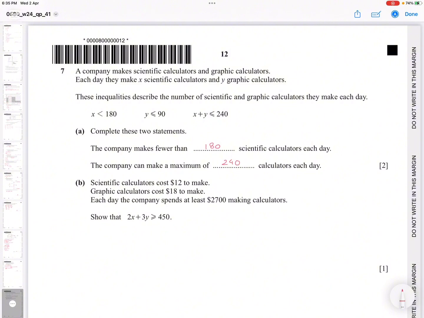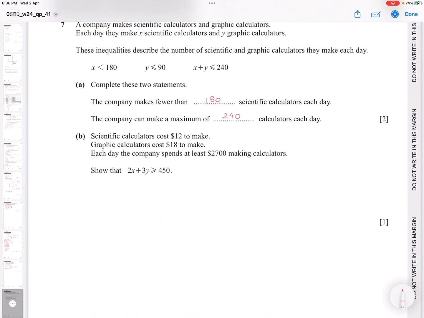A scientific calculator costs $12 to make, a graphic calculator costs $18 to make. Each day the company spends at least $2,700 making calculators. Show that 2x plus 3y is greater than or equal to 450. Scientific calculators cost 12, so 12x, plus graphic calculators cost 18, so 18y. And each day the company spends at least 2,700. At least 2,700 means 2,700 or more than 2,700.